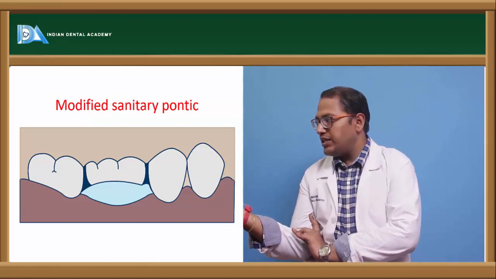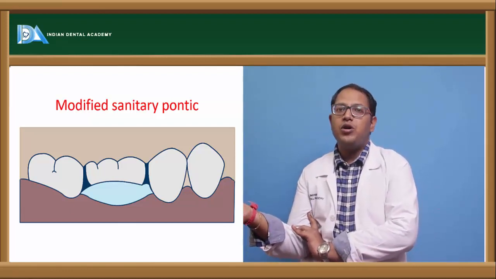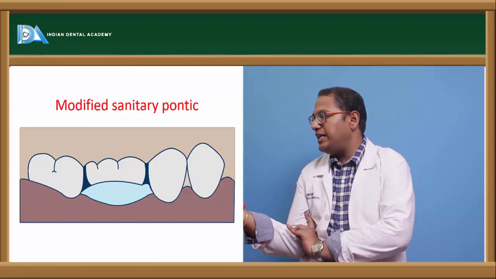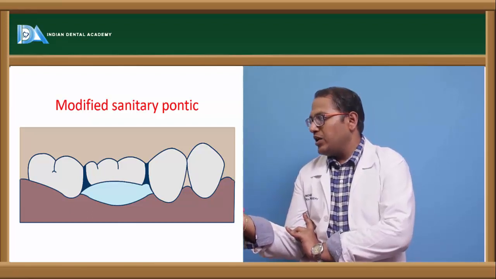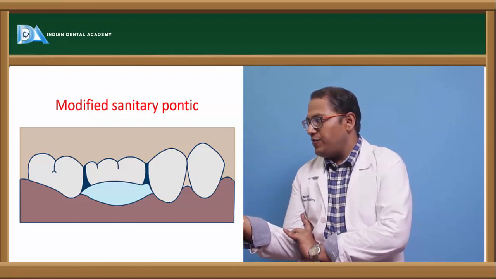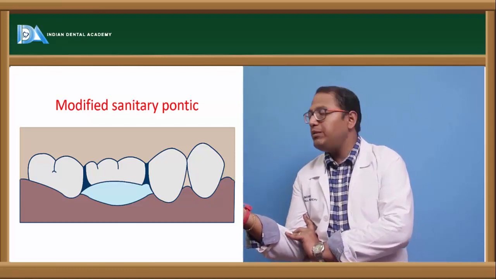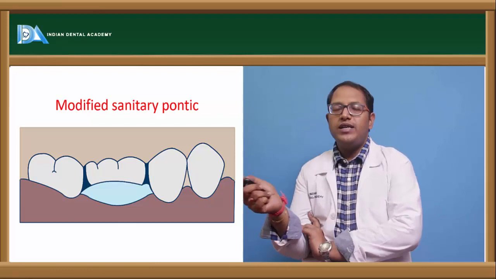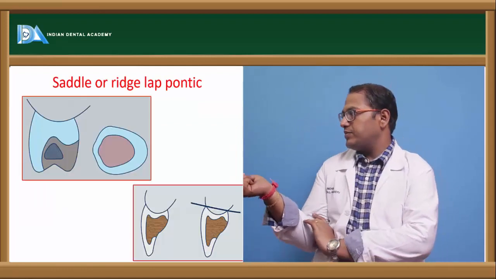We can use these kinds of modified sanitary Pontic, also known as fish belly kind of Pontic, you can see. Or arc Pontic. It is also known as arc Pontic, fish belly kind of Pontic in many books, also called modified sanitary Pontic standardly.